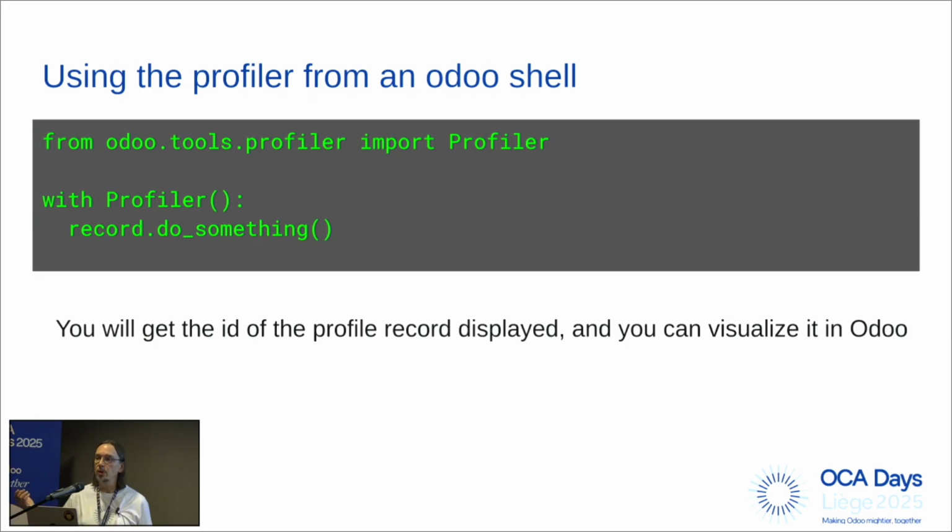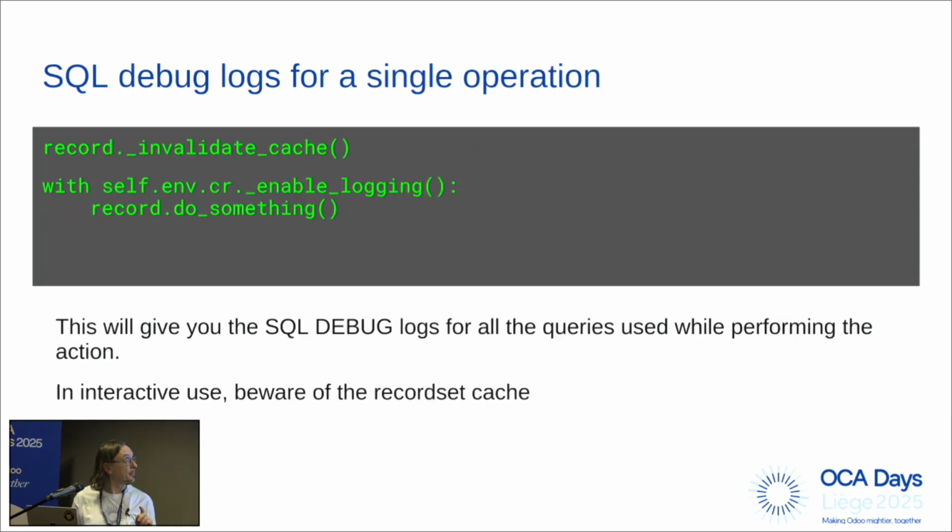This also, I'm a little bit ashamed of saying it, works in prod. You don't have to work on a local copy. If you have shell access on your production server, you can just enable that for this one call and not have the negative impact of enabling the profiler on your production, and be able to debug only one action. And that's very nice also.